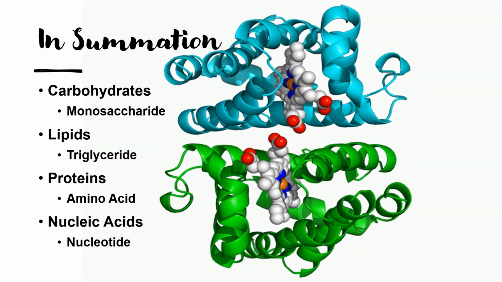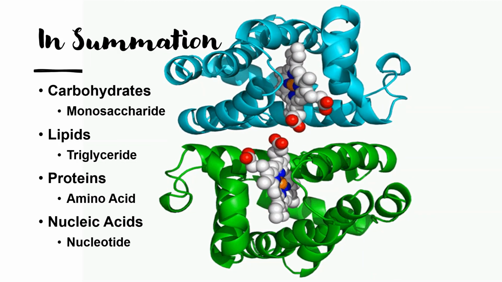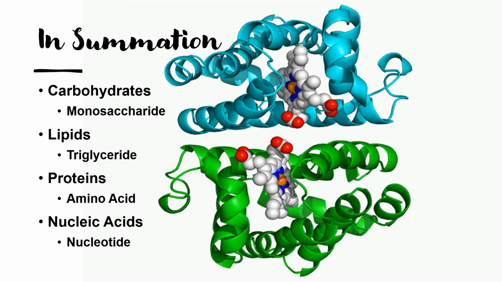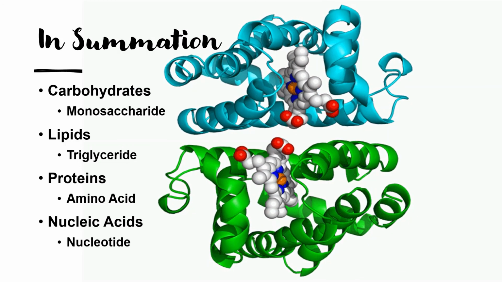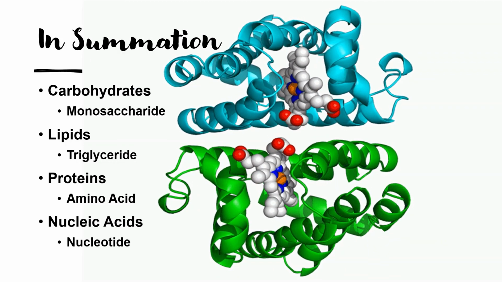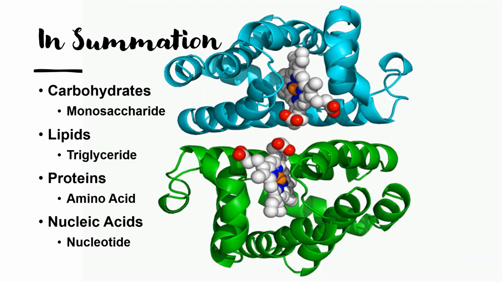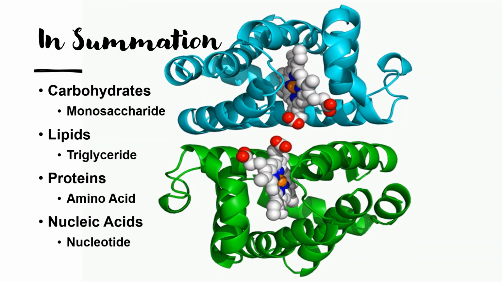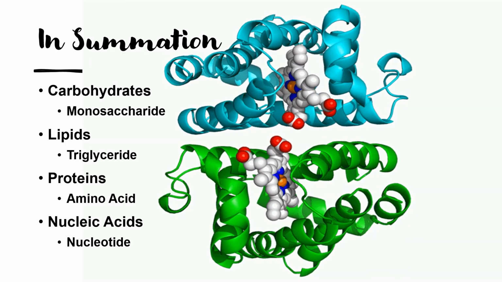In summation, 4 different kinds of macromolecules. There's carbohydrates, whose subunit is monosaccharide. Lipids, whose subunit is a triglyceride. Proteins, whose subunit is amino acid. And nucleic acid, whose subunit is a nucleotide. Some of the things discussed in this video today will be elaborated more on in future videos and lessons.